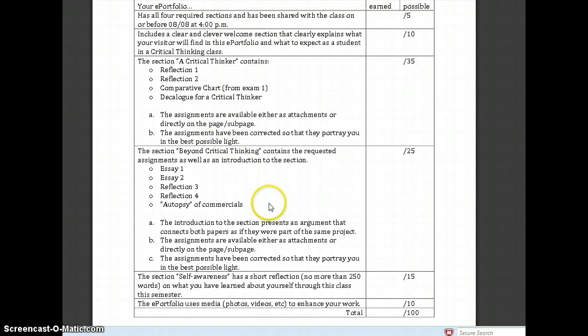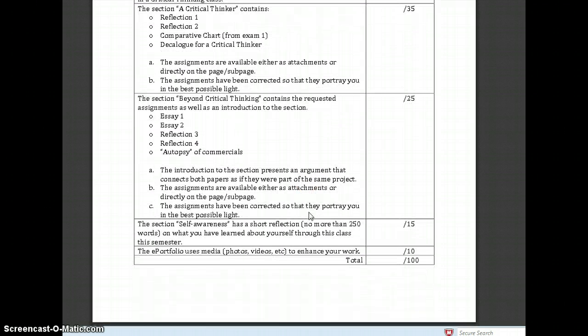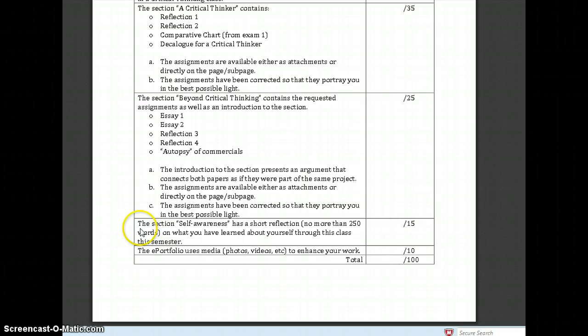So all these sections explain what it is that you are asked to be doing in the final e-portfolio. This section explains that your self-awareness piece is a short reflection of no more than 250 words. You can have one word, you can have two words, you can have 249, you can have 240. You cannot have zero words, you cannot have 251 and expect to get the full amount of the credit.